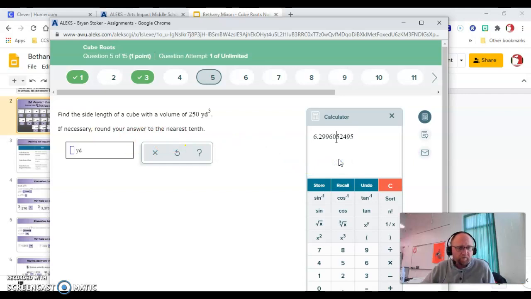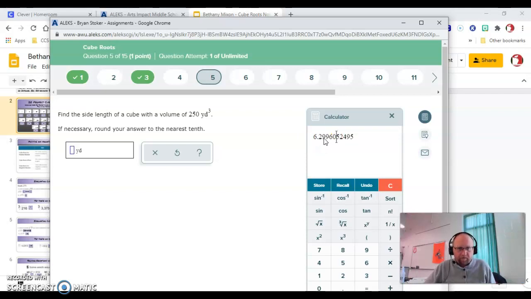Okay, so now I have to round. Remember, we're talking about the tenth, not the 10, the tenth, the first digit after the decimal point. So we're looking at 2. And when you're rounding to the nearest tenth, you look at the number 1 to the right of it. So now I'm looking at the number 9, and now I have to decide, what do I do with my 2? Do I keep it at 2? Do I round it up to 3?